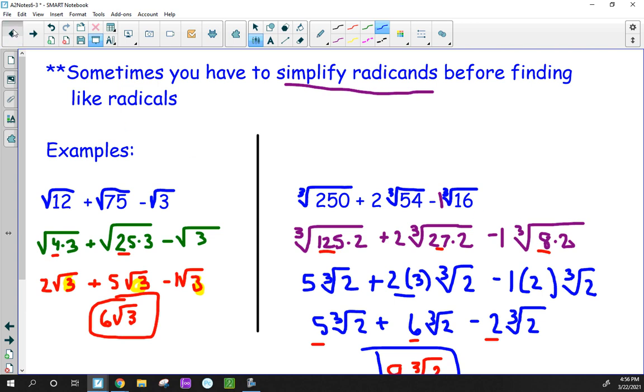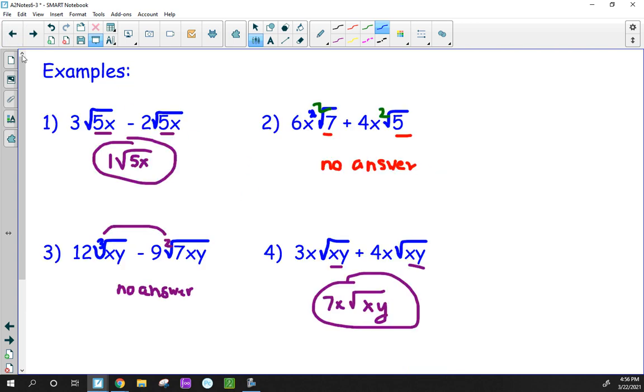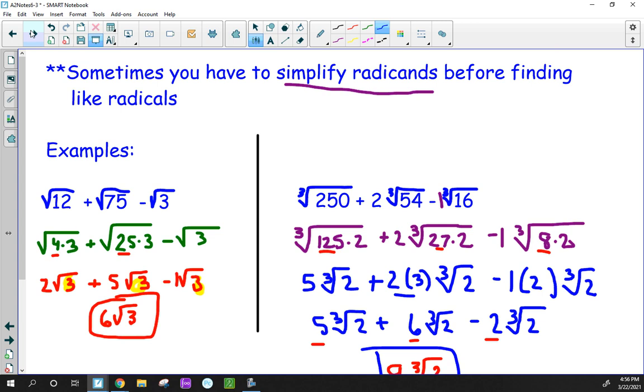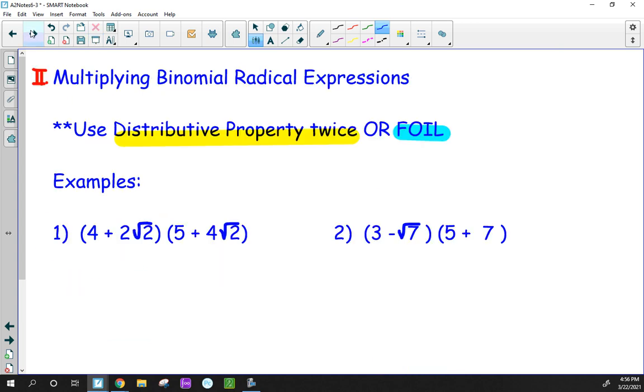So again, be careful with add subtract. They're not all easy like this top. You want to always see if you can simplify before you combine with adding and subtracting. Second learning target is how to multiply binomial radical expressions. For this class, we actually have done a few of these in the previous section, but I'm going to go through this again with you just to make sure.